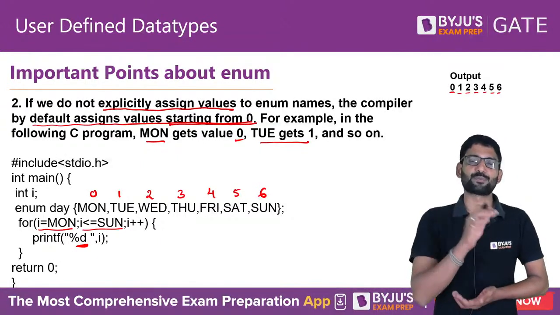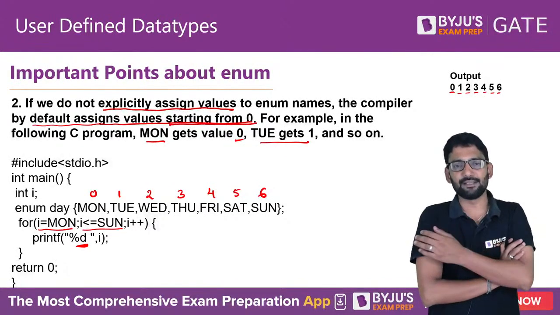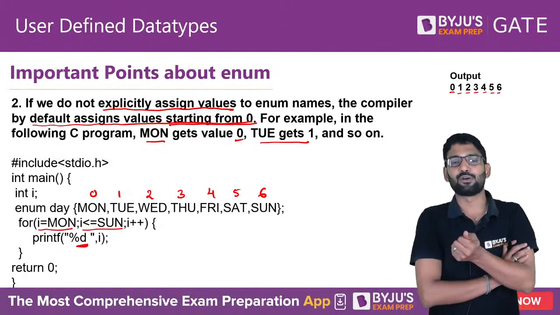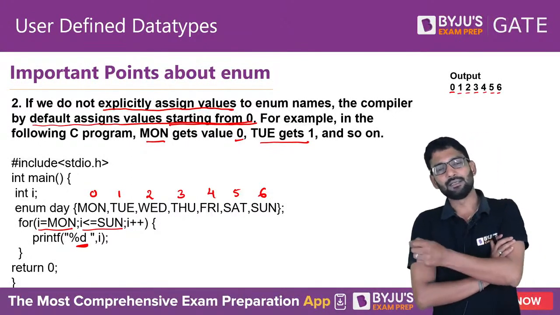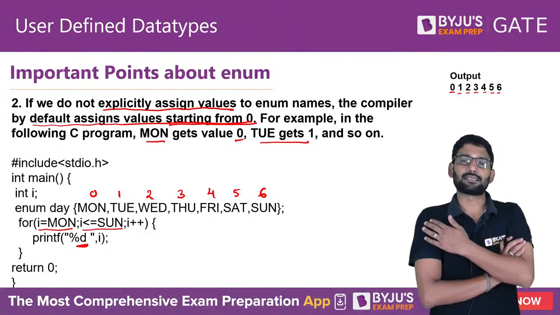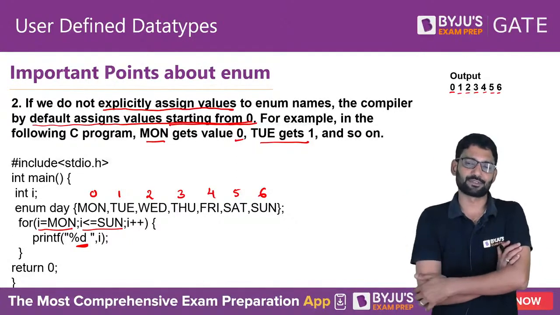So, understood this point? When we are not explicitly assigning the value, by default it starts the value from 0 and in sequence it allocates the values to all the remaining names.